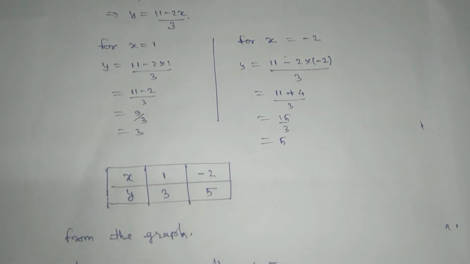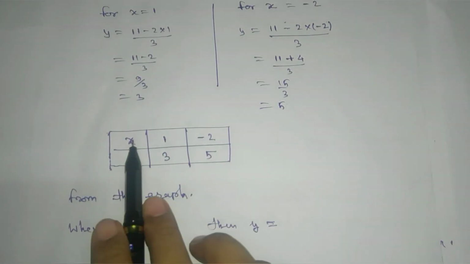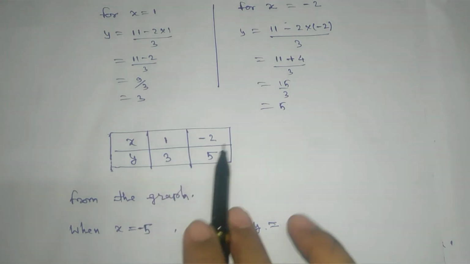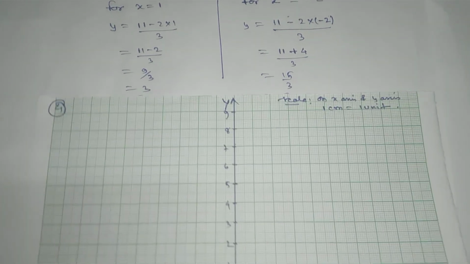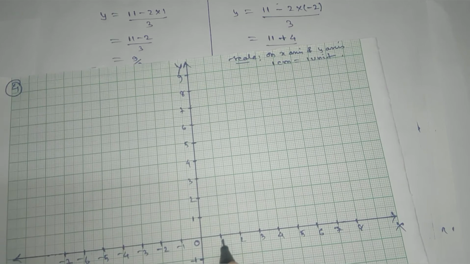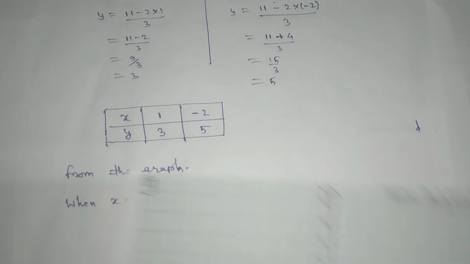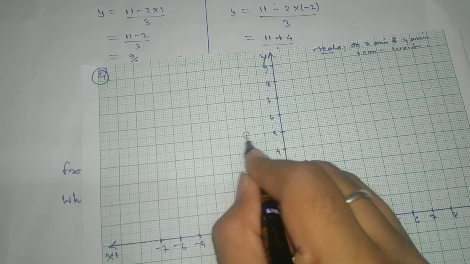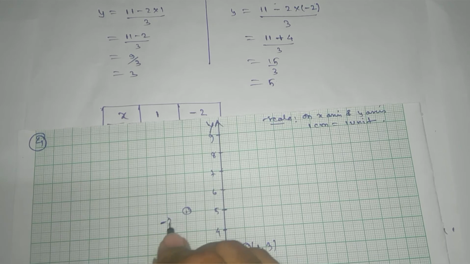So take it. Now after that, we need to find the value of y when x equals minus 5. But before that, we need to draw the graph for this equation. First 1, 3, next minus 2, 5. This time minus is here. See here, minus 2 and positive 5. So you can write here, mention the points 1, 3 and minus 2, 5.